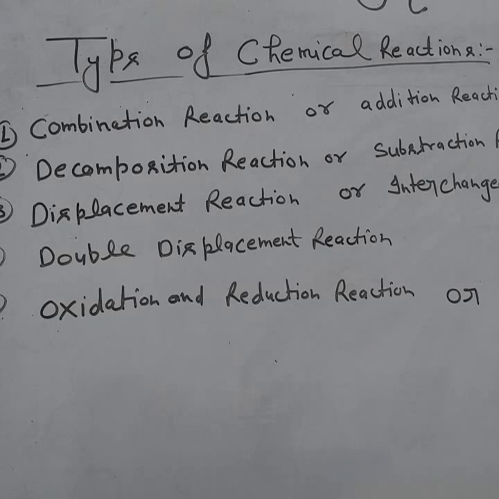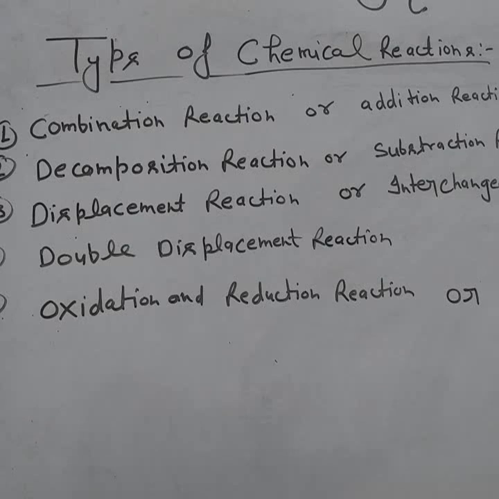A chemical reaction involves no change in mass. The total mass of products obtained is always the same as the total mass of reactants used. So, in chemical reactions, there is no change in mass. The total mass is equal for products as well as reactants.